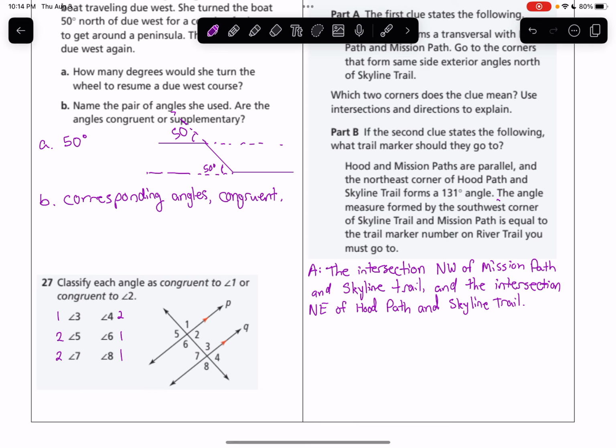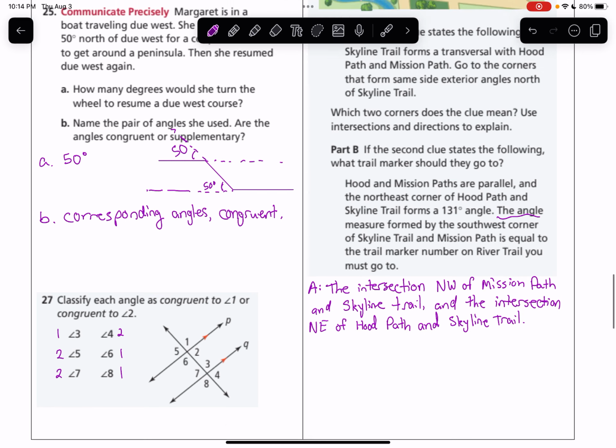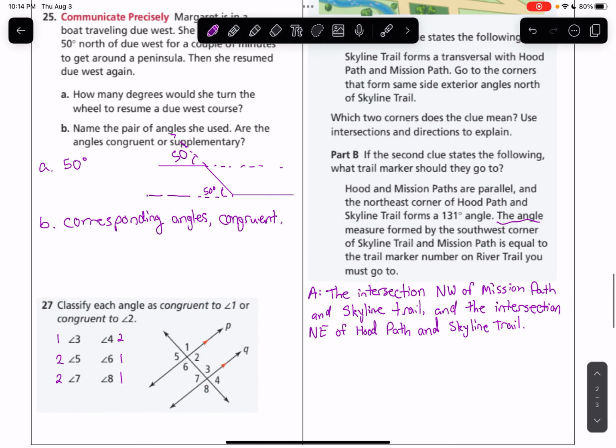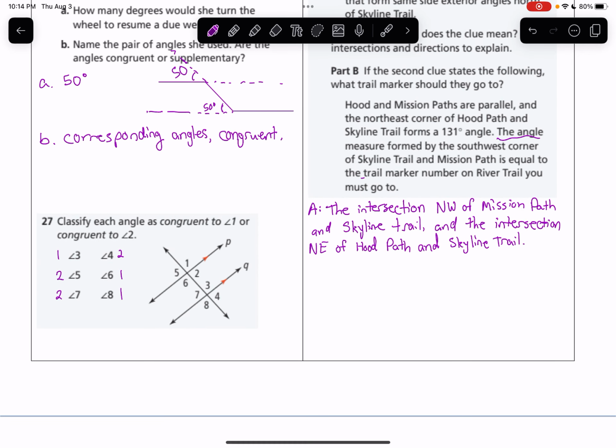So we've got to figure out what is the angle formed by the southwest corner of Skyline Trail and Mission Path. So Skyline Trail, Mission Path, here is the southwest corner. And we say, well, what is this angle measure? This happens to be the alternate exterior angle of the marked one, which is going to be congruent to it. So that's going to be a 131-degree angle. And when it says it's equal to the trail marker number on River Trail you must go to, for part B, the trail marker number is just marker 131, and that's all.